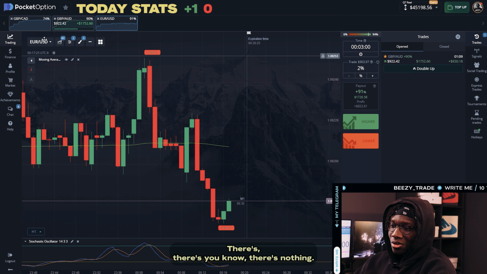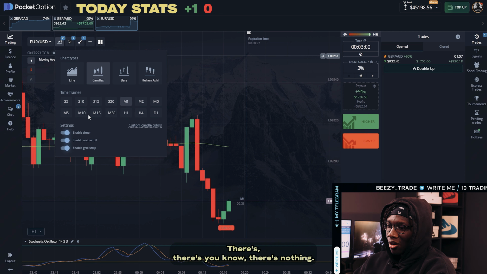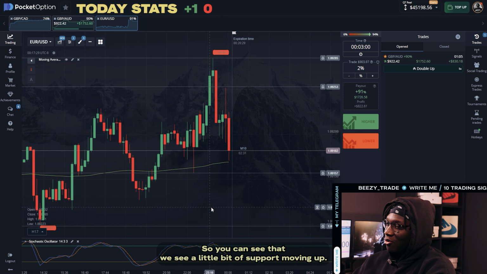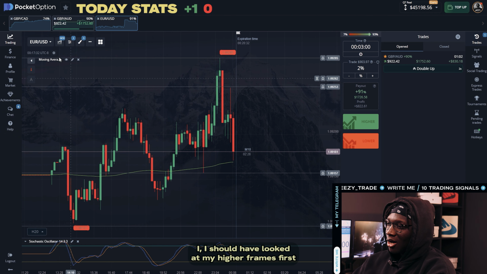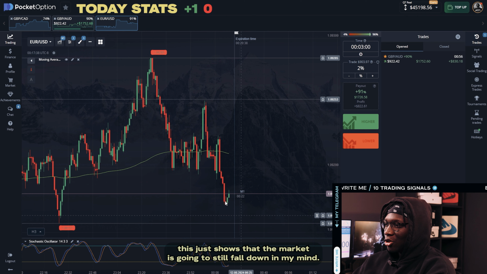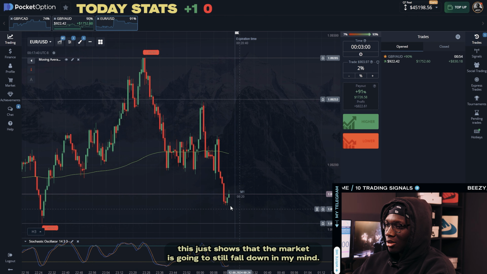There's nothing. So you can see that we see a little bit of flush of market moving up. I should have looked at my higher frames first so I could get a better picture. And when I look at M10, this just shows that the market is going to still fall down in my mind.